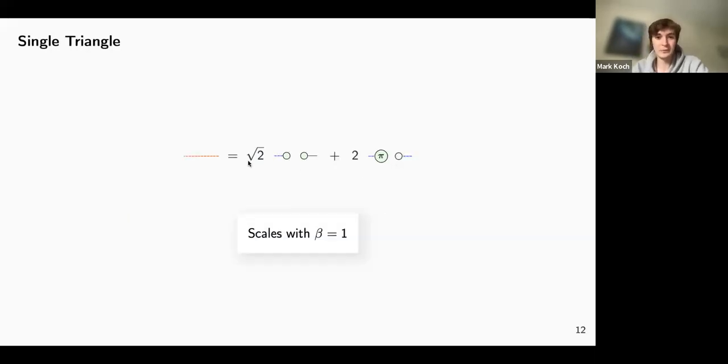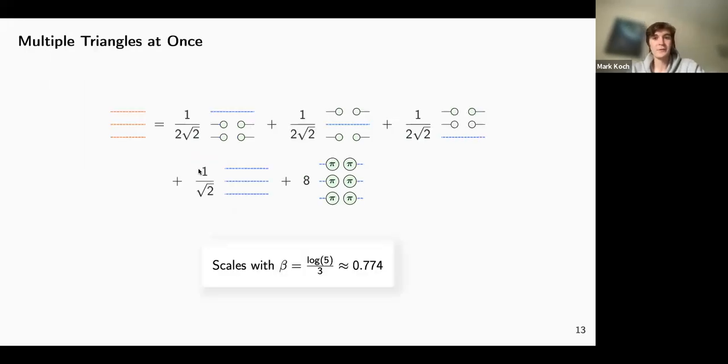However, as it turns out, we can do even better than this, because similar to how QuiZX improves performance by decomposing multiple T spiders at once into terms, we can also just decompose multiple triangle edges into terms and get a better scaling this way. The best decomposition we found looks like this. It decomposes 3 triangle edges into 5 terms, which gives us scaling of log 5/3, which comes out to be about 0.774. And this is the best decomposition we have that applies in the most general case, where we have spiders at any location, and triangle edges at any location.